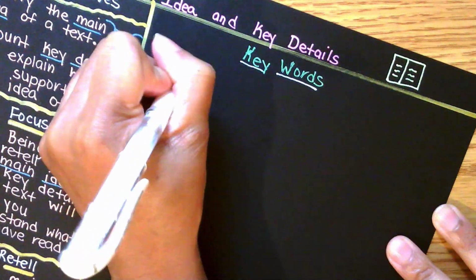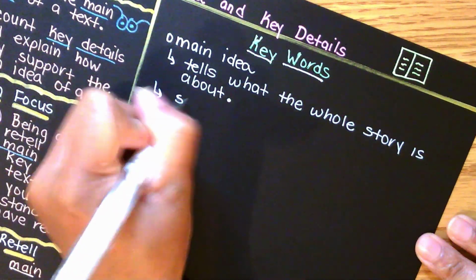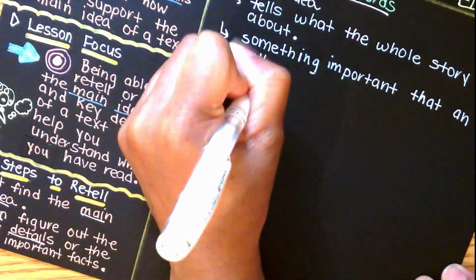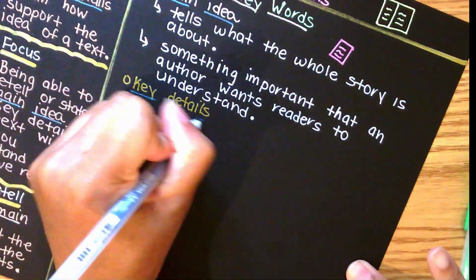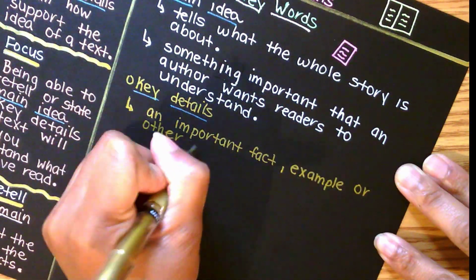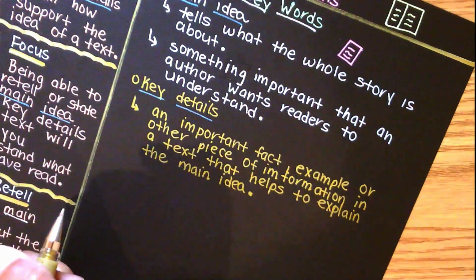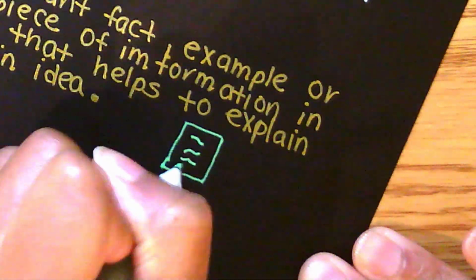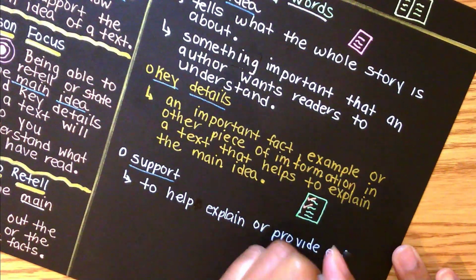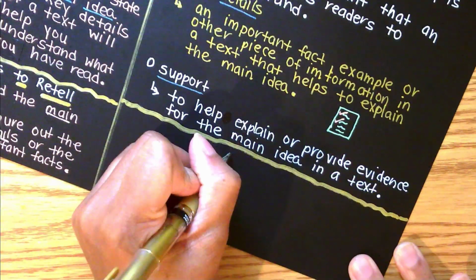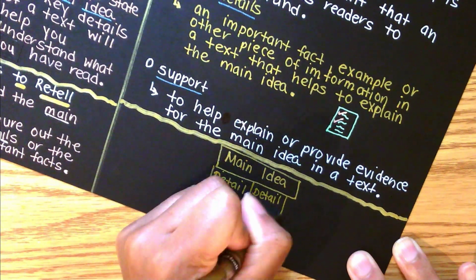Keywords. Main idea. The main idea tells what the whole story is about. It's something important that the author wants the reader to understand. Key details. An important fact, example, or other piece of information in a text that helps to explain the main idea. Supporting details help to explain or provide evidence for the main idea of a text. And in today's lesson, we will use a graphic organizer, as you see listed below.